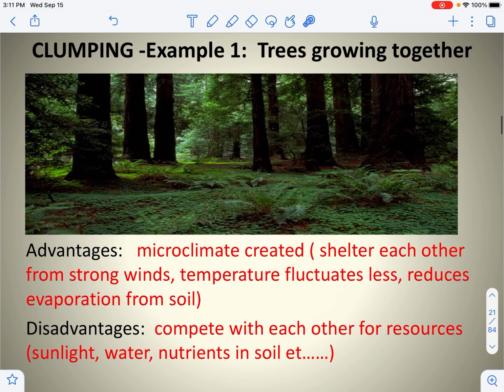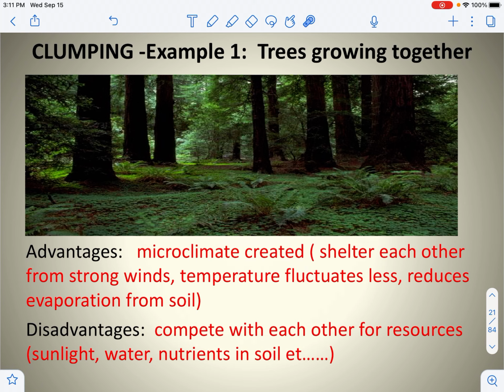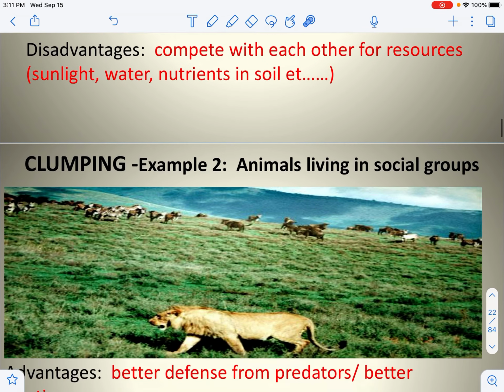Then you guys can read through this. Again, still talking about clumping. There's advantages and disadvantages to clumping, which you can see here. This is talking about trees or plants. Obviously, if clumping occurs, the advantages must outweigh the disadvantages, because if it's evolved for them to live clumped, then that must outweigh the other. Okay, so you can just read there some advantages and disadvantages of clumping for trees.